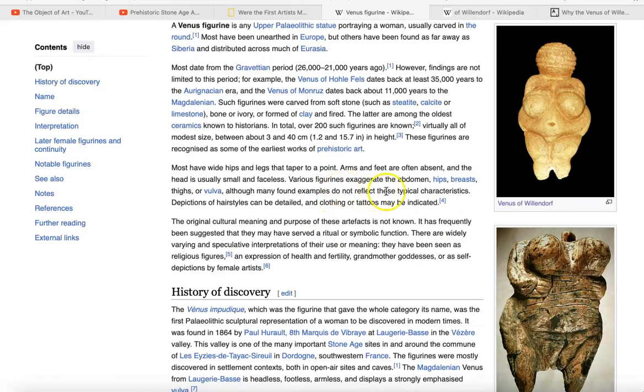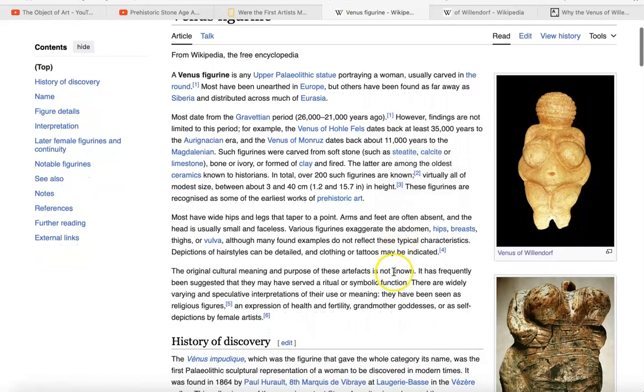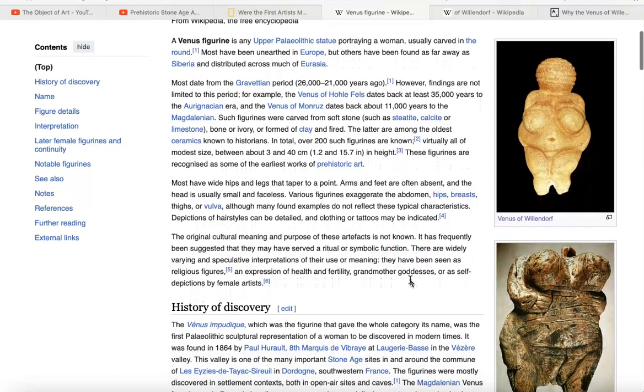Various figurines exaggerate the abdomen, hips, breasts, thighs, or vulva, although many found examples do not reflect these typical characteristics. Depictions of hairstyles can be detailed, and clothing or tattoos may be indicated. The original cultural meaning and purpose of these artifacts is not known. It has frequently been suggested that they may have served a ritual or symbolic function. So, like I said, this is not about recording somebody's likeness. This is about the idea of whatever these figures represent. They happen to be figures that depict the female nude form.